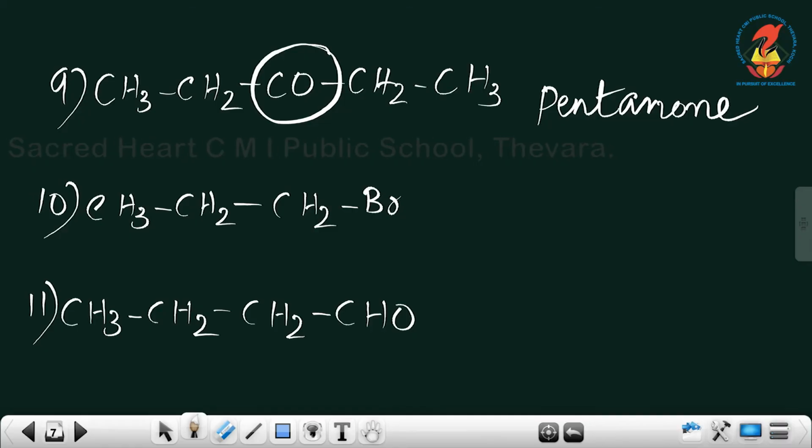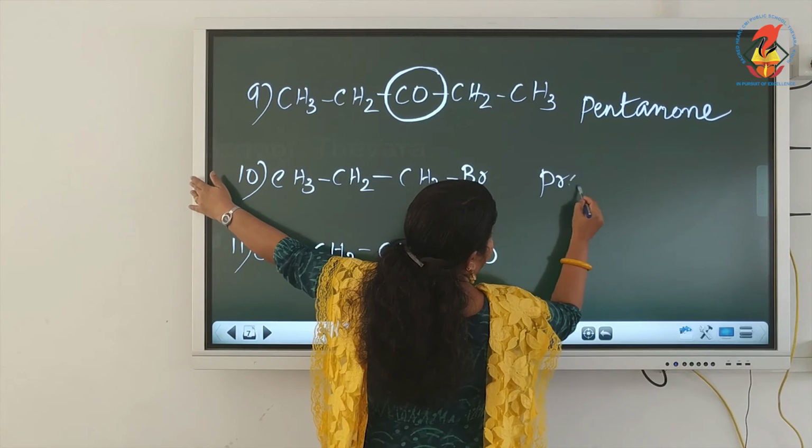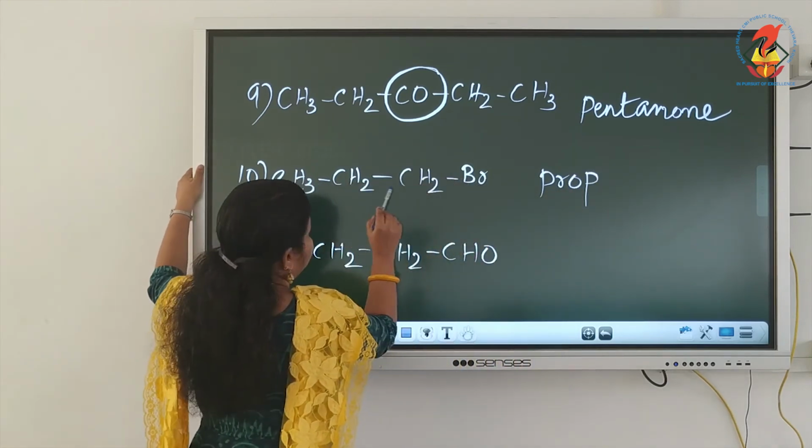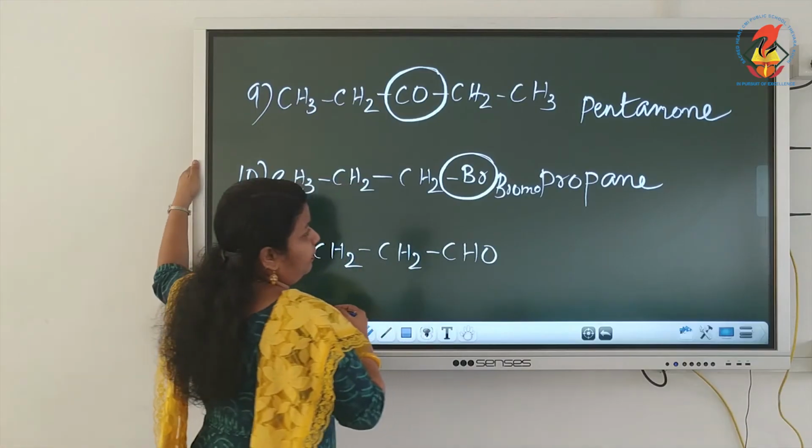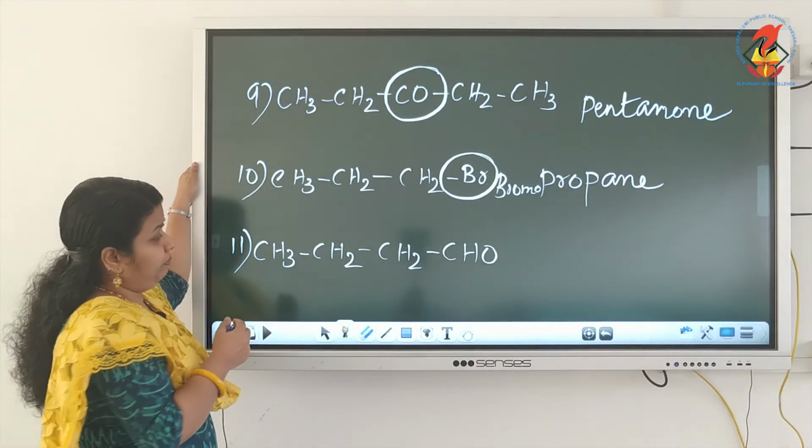Question number 10. How many carbons? 3 carbons. All the bonds between carbons are single bonds, so propane. Which is the functional group here? This is bromine. So we write it as bromopropane. This compound is bromopropane.